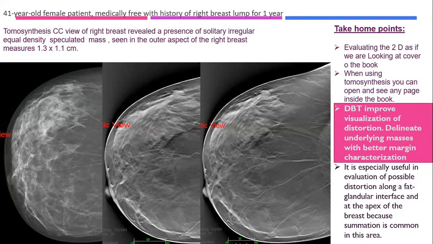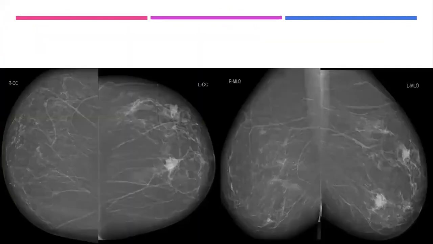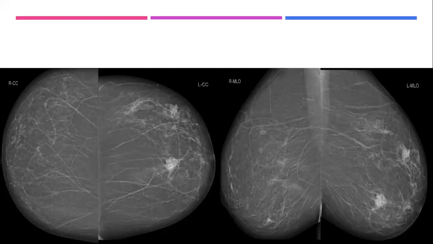It is not my case, but I have taken it from our system in the department. This lesion. What is your opinion about this case? Fatty breast, very obvious. So what about the interpretation? The detection is very clear. An R1 resident can detect the abnormality in this type of mammography. But what about the characterization?